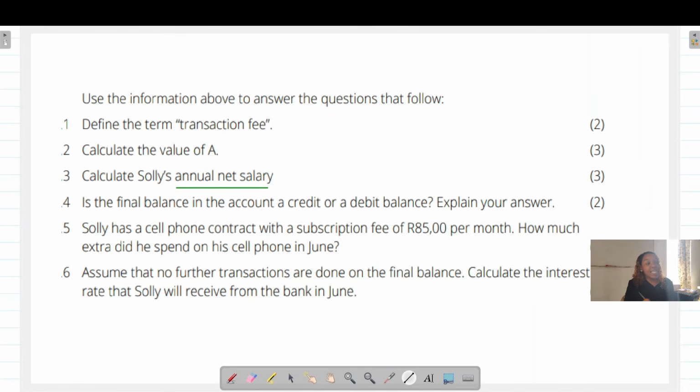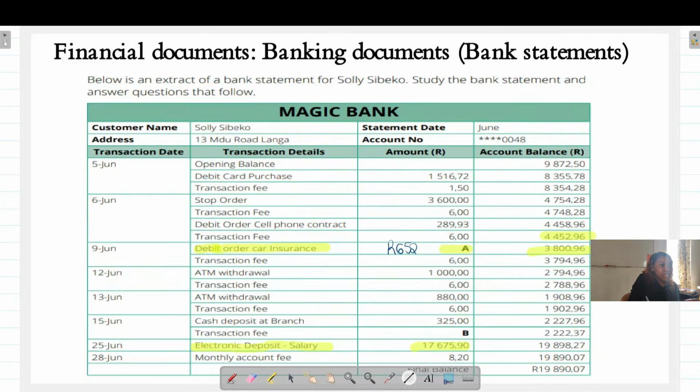Question 4. Is the final balance in the account a credit or a debit balance, right? So is it a credit, is it money that he has in an account? Or is it a debit balance, or does he have a negative balance in his account? Explain your answer. So let's have a look at the bank statement.